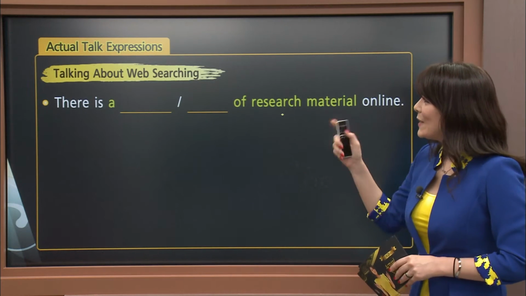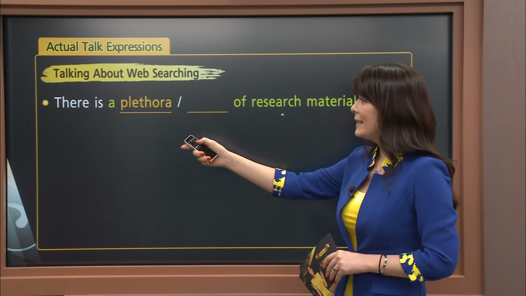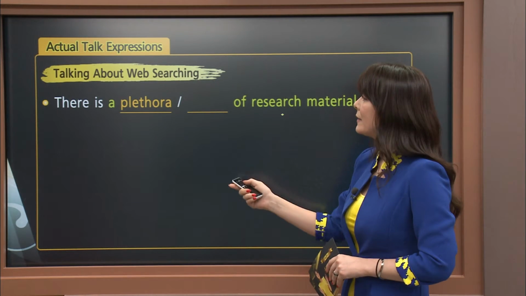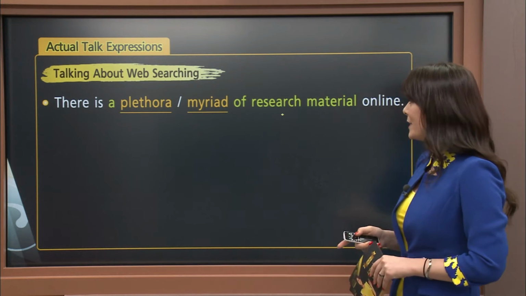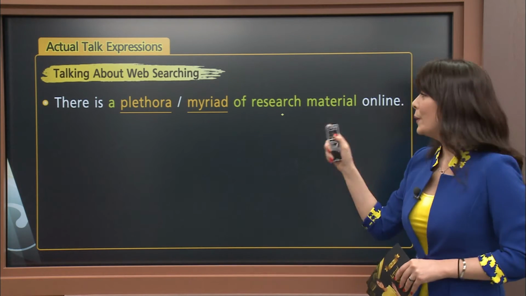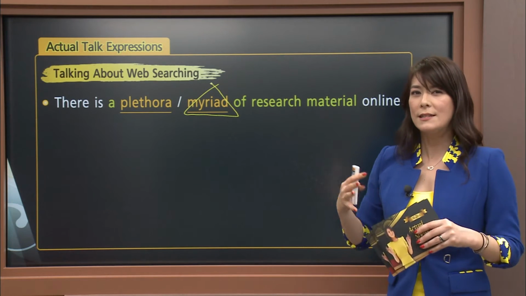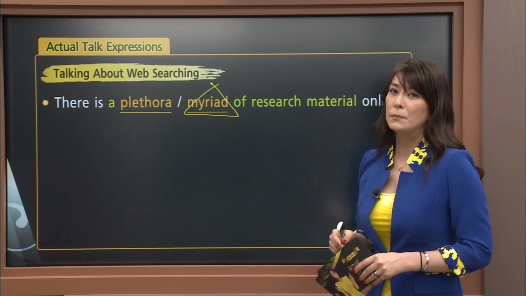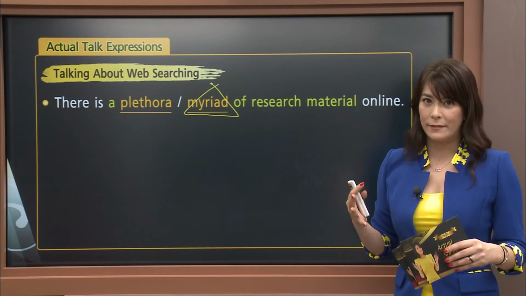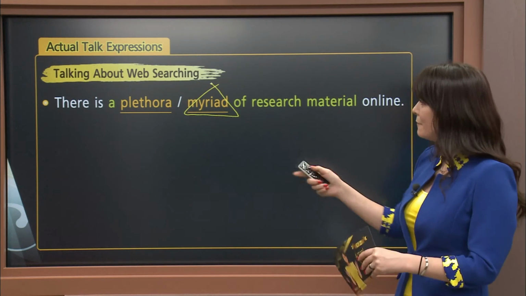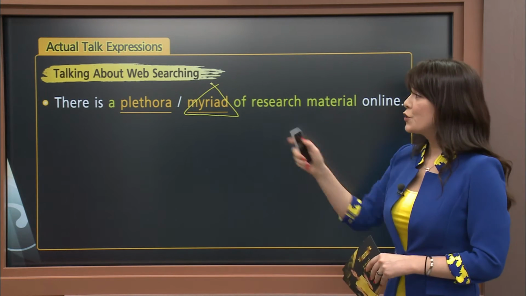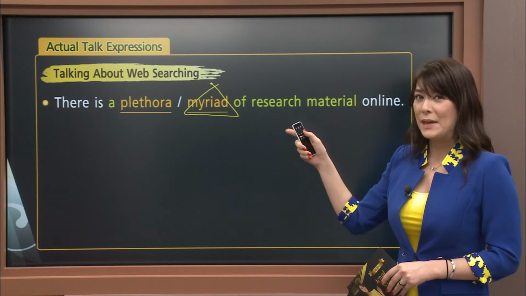Let's move on. Talking about web searching, you can say there is a plethora, or there is a myriad of research material online. We talked about myriad, which means lots of, a countless number of, and so is plethora. It means a lot of, okay? So there's lots of research material online. Try using plethora and myriad.